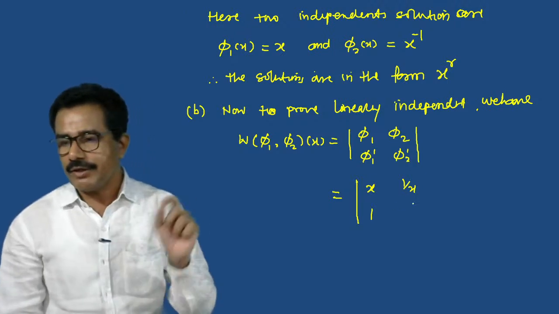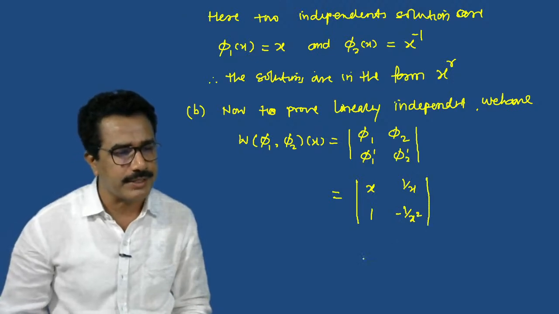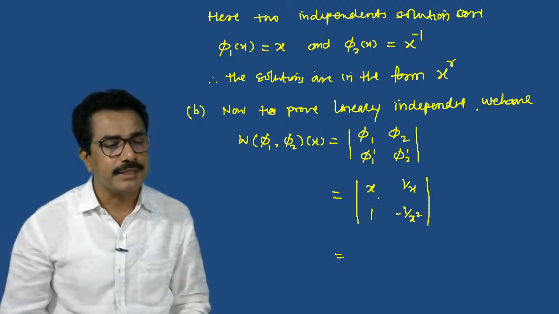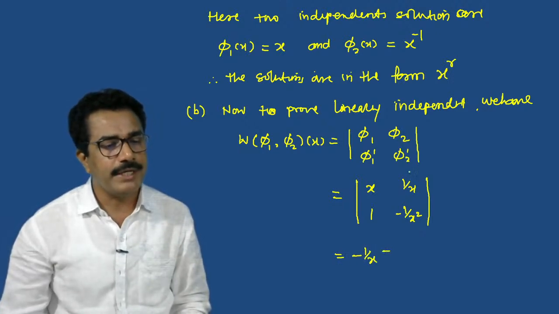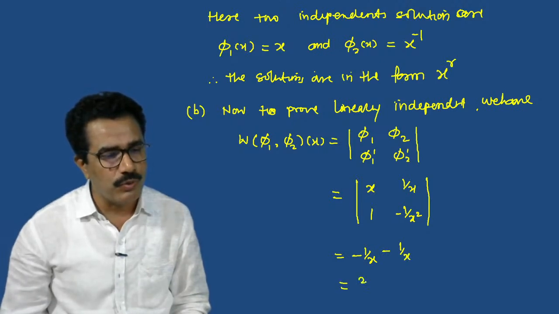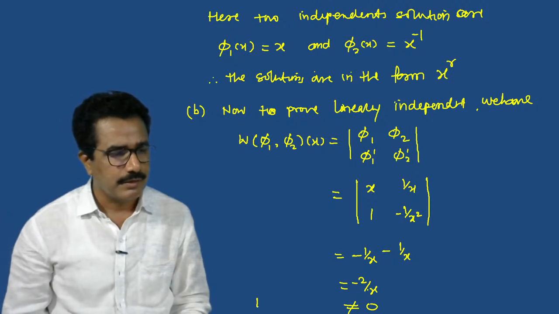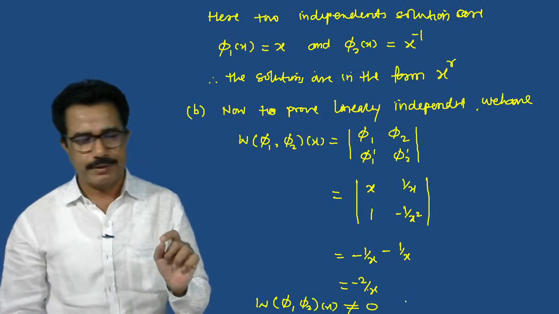Okay, what is the derivative of 1 upon x? So we can write derivative of 1 upon x is minus 1 upon x square. Now solve this determinant. X into minus 1 upon x square means minus x. 1 into minus 1 means 1 upon x. So which gives minus 2 upon x. And here the condition is Wronskian of phi 1 comma phi 2 of x which is not equals to 0.